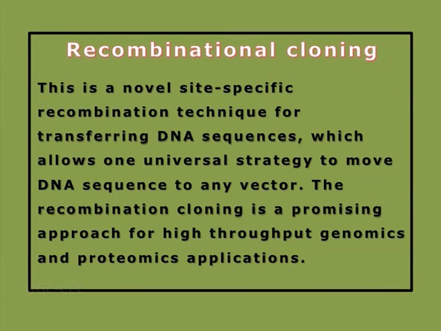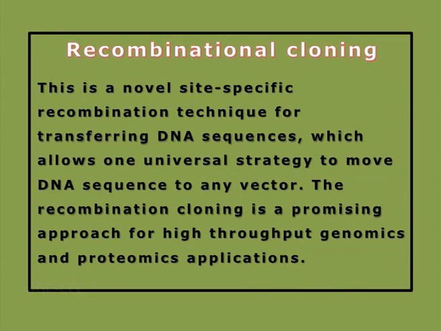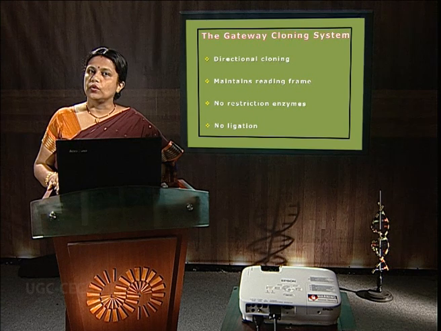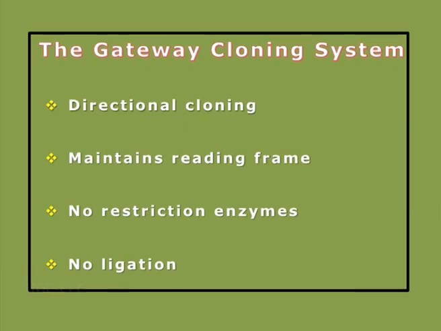Now I am talking about the most promising technology of the era, recombinational cloning. In recombinational cloning, we are using the novel site-specific recombination technique for transferring DNA sequences, which allows one universal strategy to move DNA sequences into a vector. This is a promising technology which is used for high throughput genomics and proteomics applications. This technology is named the Gateway Cloning System, and it is useful for directional cloning.